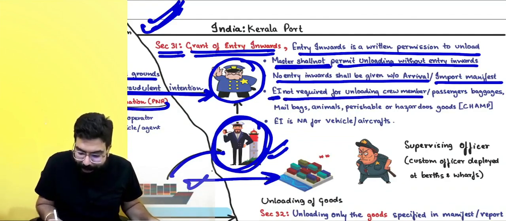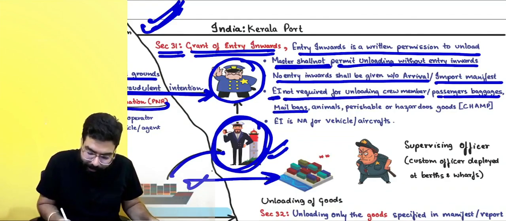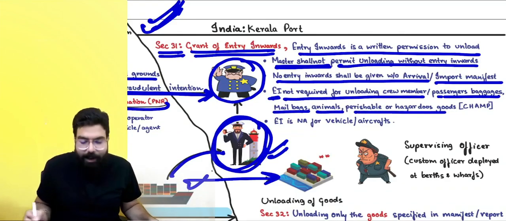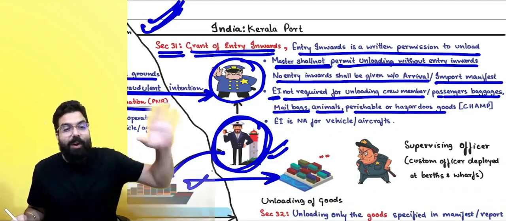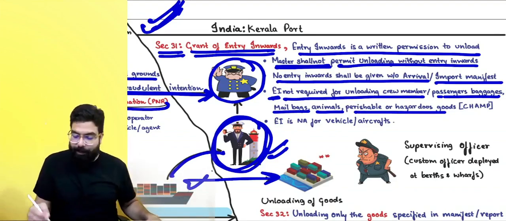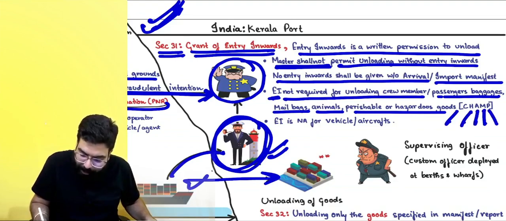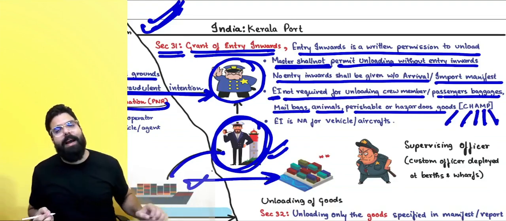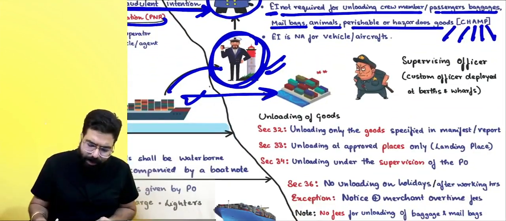It is not required for unloading crew members, passenger baggage, mail bags, animals, perishable and hazardous goods. So in the case of CHAMP, they can get down without entry inward. Who are CHAMP? C for crew members, H for hazardous goods, A for animals, M for mail bags, and P for passenger baggage.